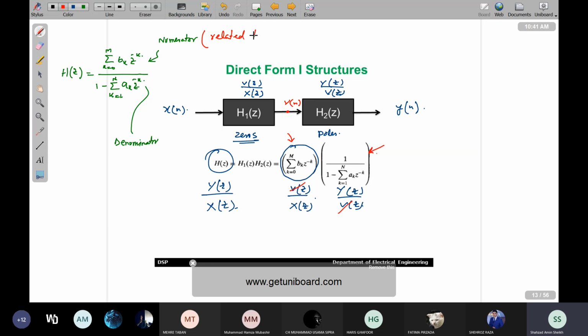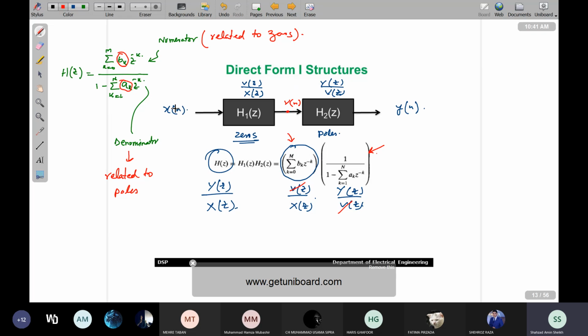That's related to the zeros of the system, and that's related to the poles of the system. I'm not saying zeros of the system or poles of the system. I'm saying related to zeros of the system and related to poles of the system, because these are the coefficients of the polynomial, not the roots of the polynomial.